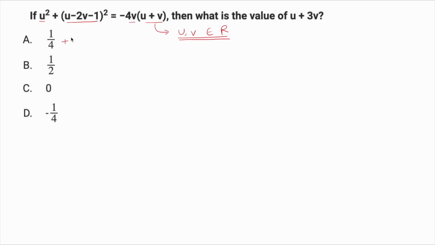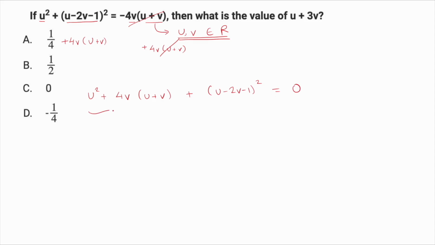So now we just add 4v into u plus v on both sides. Okay, so on the right hand side, you already have minus 4v into u plus v. If you add the same thing, the right hand side becomes completely 0. Your left hand side will now become u square plus 4v into u plus v plus the remaining term is u minus 2v minus 1 the whole square. This entire term is simply 0.